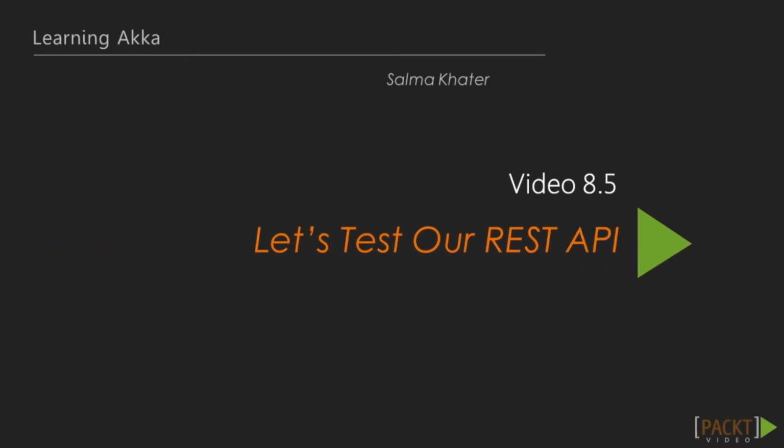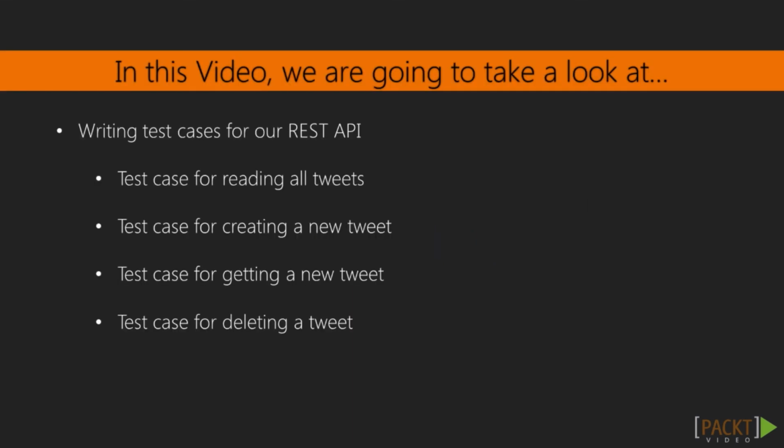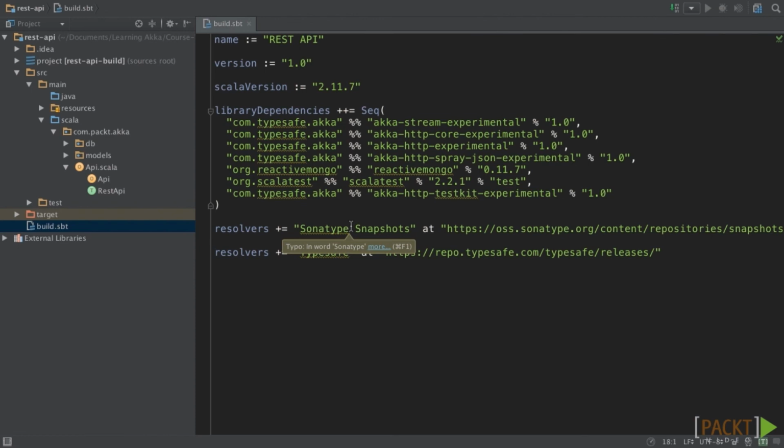Welcome to the last video in Section 8. Let's test our REST API. In the previous video, we implemented a REST API for the Tweet resource. And using the Postman REST client, we successfully tested our API. In this video, we will take a look at how to write test cases for our REST API. Let's start. First, we will add the Akka HTTP test kit module and ScalaTest in our dependencies.